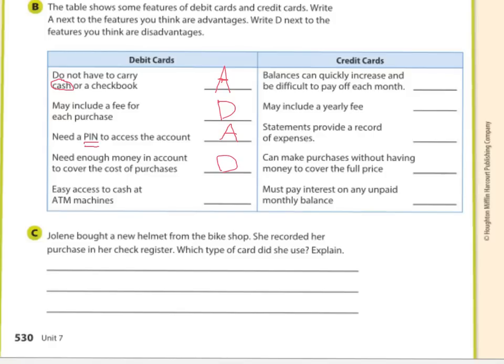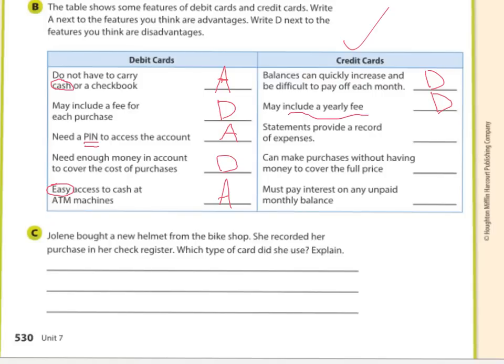Easy access to cash at ATM machines. Is that a good thing or a bad thing? I think it's an advantage. For credit cards, the balances can quickly increase and be difficult to pay off each month. That's a disadvantage, and that's what happens a lot of the time is that people buy stuff, and then they can't pay it all off. They don't have enough money, so they pay off a little bit each month, but then they have to pay extra. May include a yearly fee.